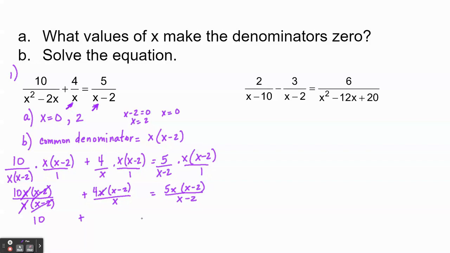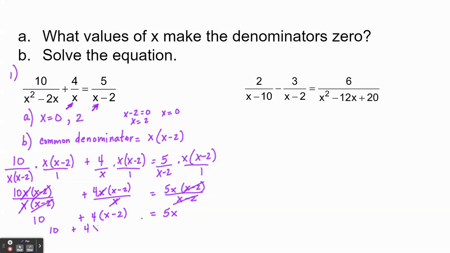In the second one, I want you to see that the x's cancel. I'm left with 4 times, keep the parentheses there, x minus 2. And then in the last one, I want you to see that the x minus 2's cancel, and I'm left with 5x. Now, look at what happened. When we multiplied by the common denominator, all the fractions went away. That was the purpose of multiplying by the common denominator.